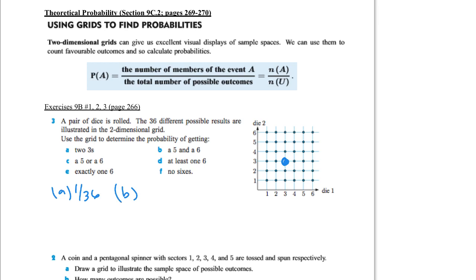Part B, rolling a 5 and a 6. So a 5 and a 6, this die roll has a 5 and a 6, and this die roll has a 5 and a 6. So 2 out of 36. Part C, a 5 or a 6. And an or in probability, super important to pay attention to that. So now if we say 5 or a 6, let's see what we have to go count.